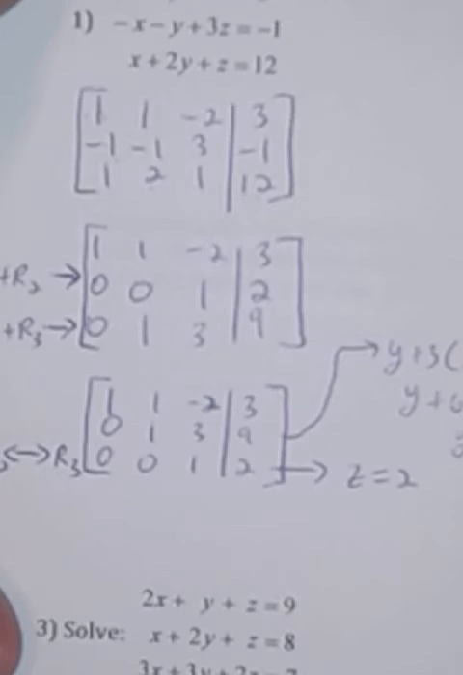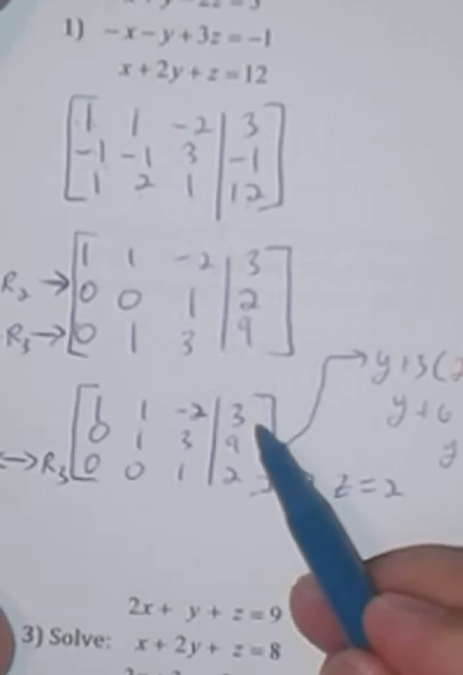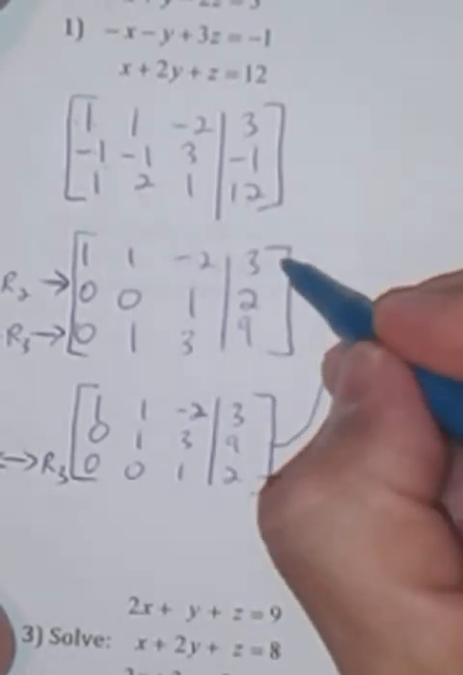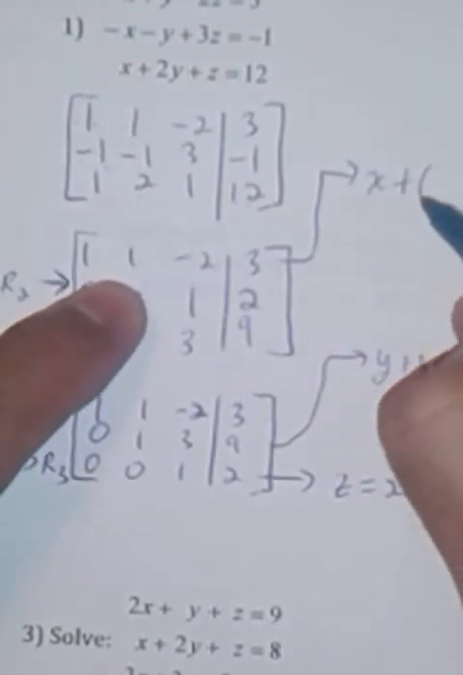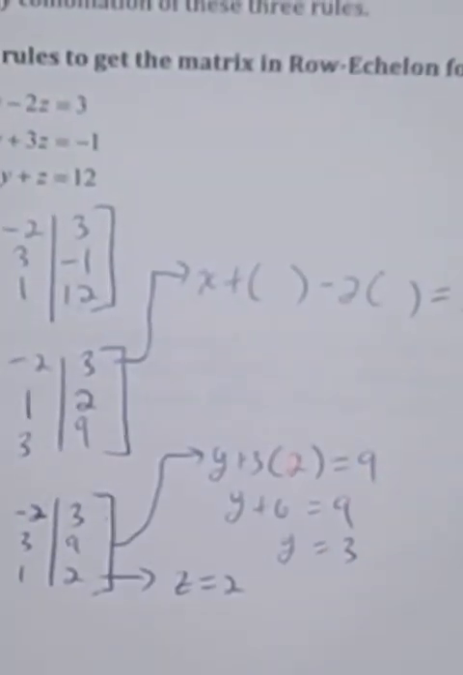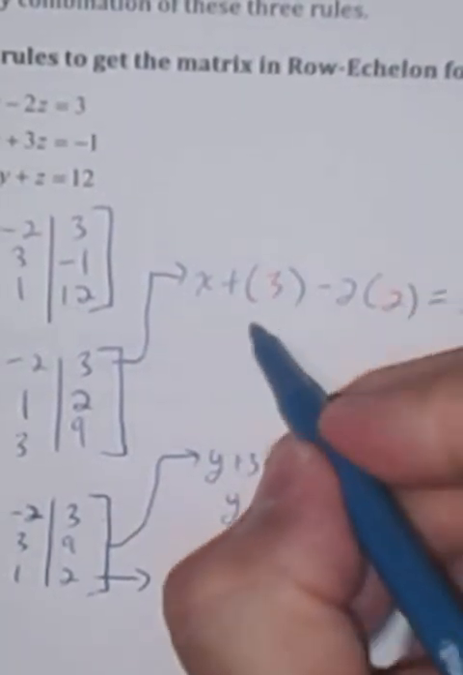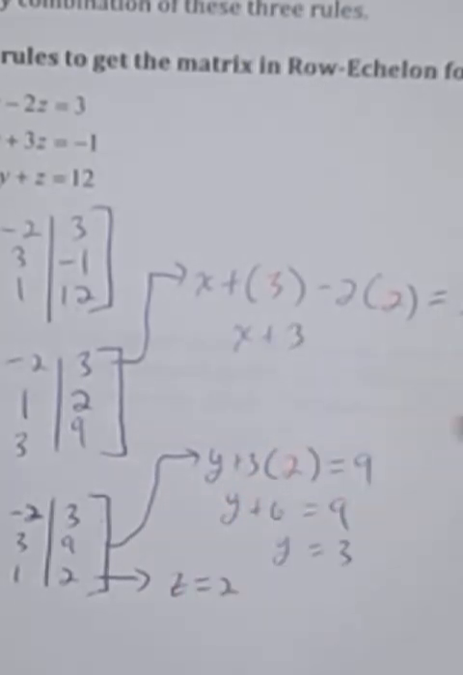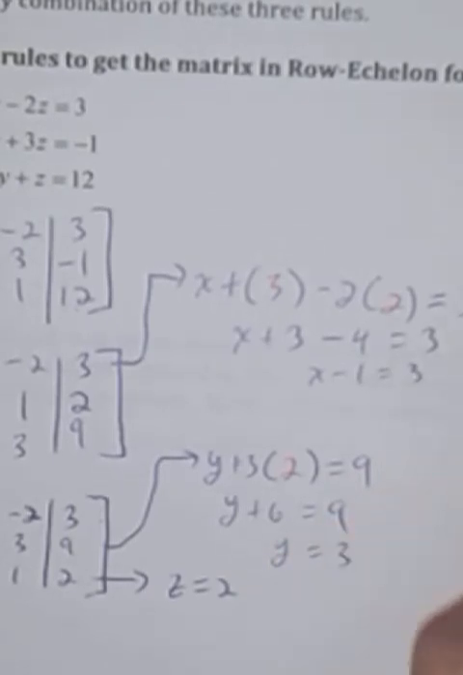Okay, now let's see if I can finish this in this video. I'm going to take now the first line, and I can get it from anywhere, from here, from here, or from here. I'll take it from here, it's the same line. This is x plus y minus 2z equals 3. I have a number for y though, and for z. Okay, so this is x plus 3 minus 4 equals 3. That's x minus 1 equals 3. And so x equals 4.